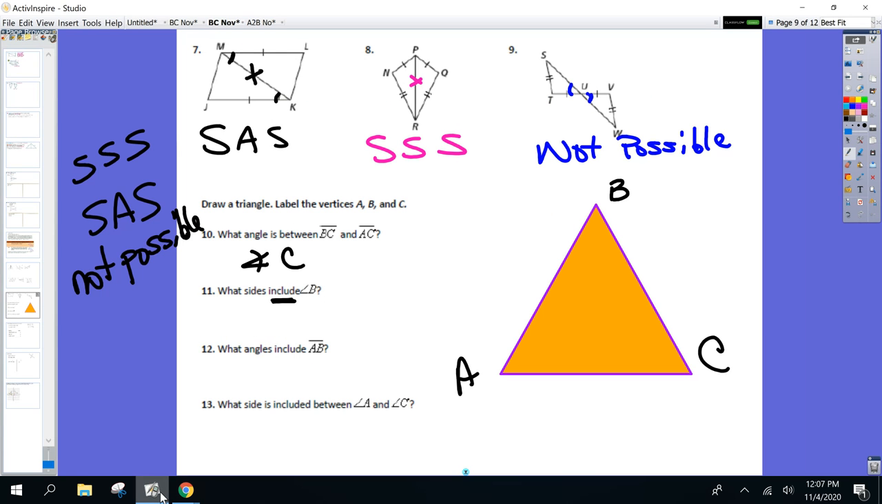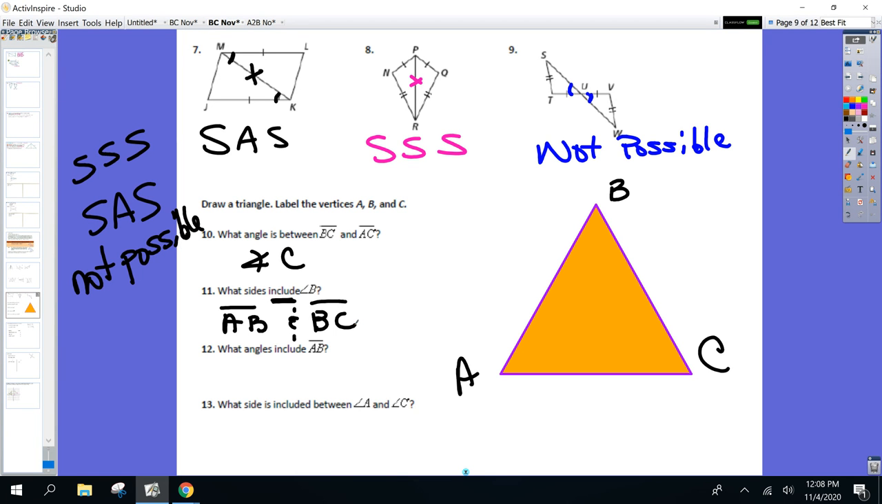Quinn? Angle B, what sides are included? Side AB and side CB. There you go. Good recovery. Next up, what angles include AB?